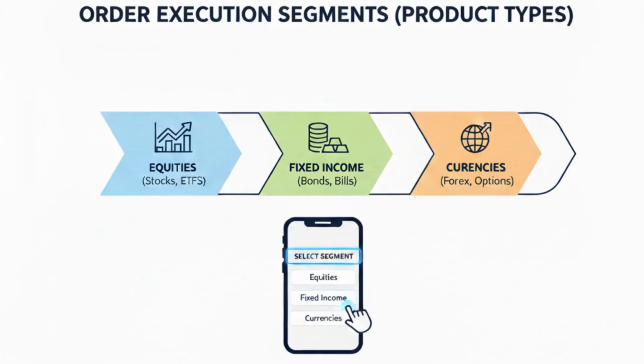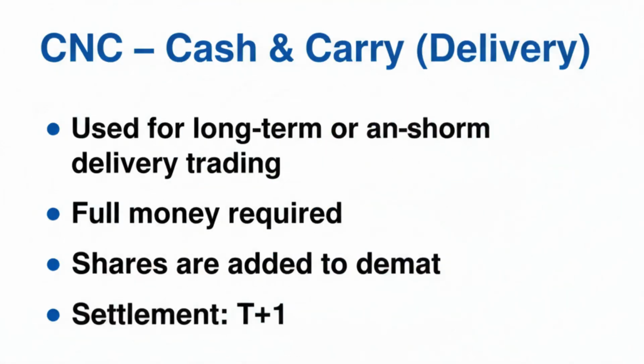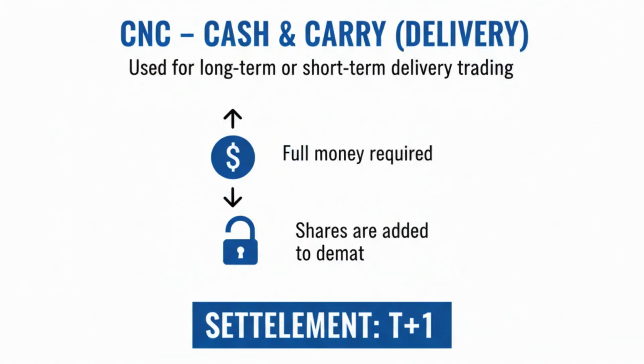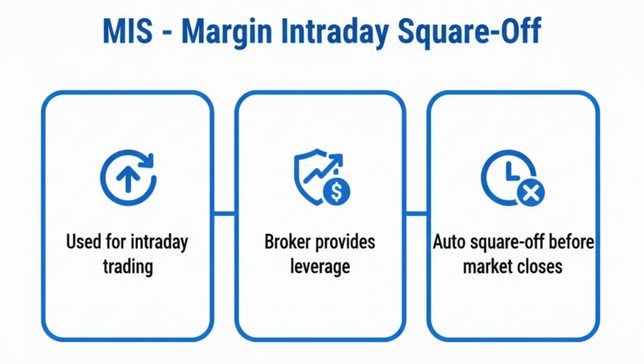Order execution segments. Product types. Every order belongs to a segment which you choose in the app. CNC. Cash and carry delivery. Used for long-term or short-term delivery trading. Full money required. Shares are added to demat. Settlement T+1.